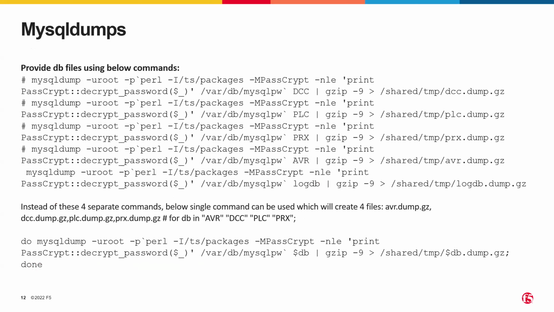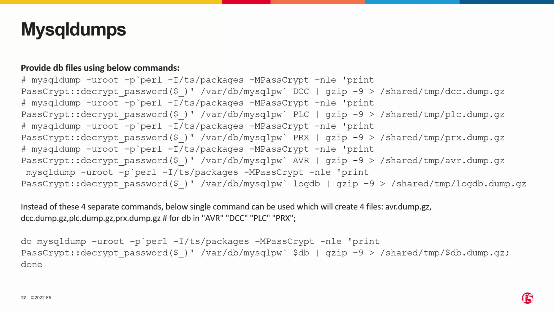These are the MySQL dumps, which you can run on the device. Generally you're just copying the files to a folder, so it is not something traffic impacting. It's just collecting those dump files and putting them in a zip file, then you can share it with us. Different files serve different purposes. Some are for bot, DOS, and ASM, and also AVR logs to see what's happening, and the log DB.